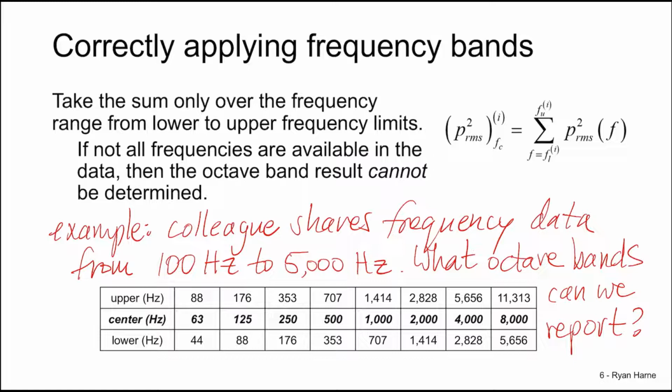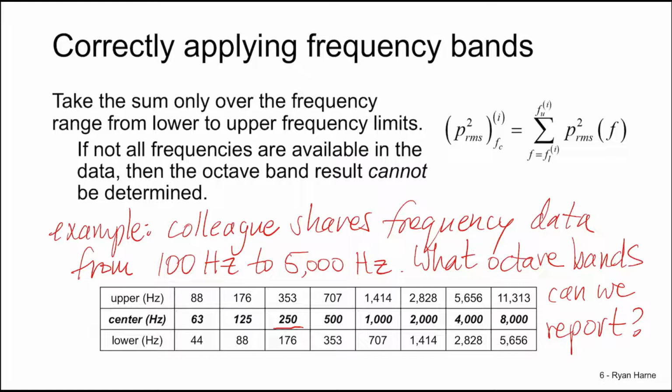This means that we are unable to go all the way down to 88 Hertz given the frequency data we've been provided. So the lowest of the octave bands that we can report is 250, since 176 and 353 would both be included in the available data.